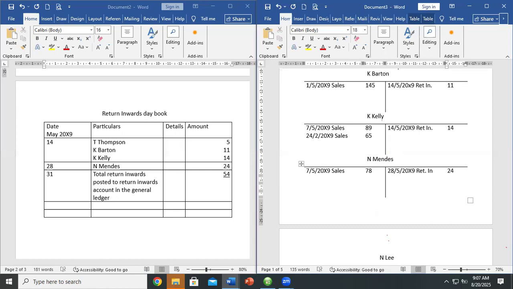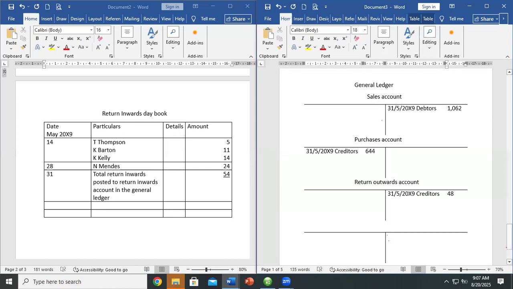the return inwards account under your general ledger, right? So return inwards. And return inwards account, what do you do to it? You debit it. Anytime you return goods, you debit return inwards. But here we are doing it with the total. So 31st May 20X9. The narration will be your debtors, right? Because they return the goods to you. You put the total 54 and you are done.